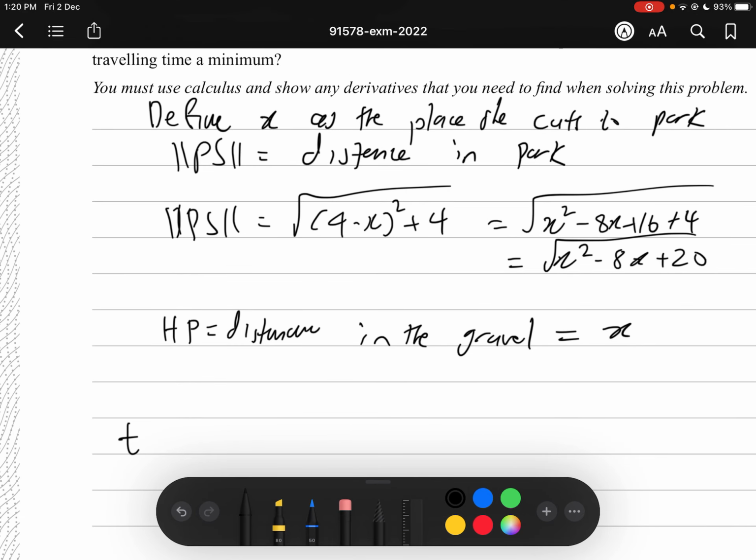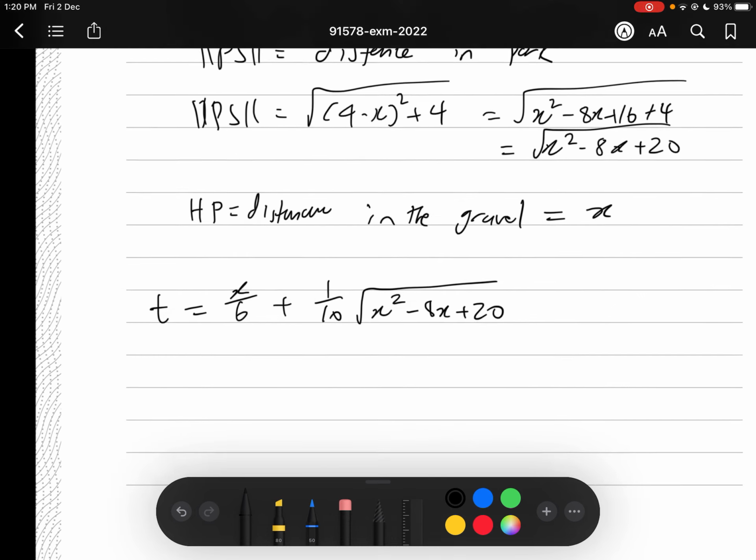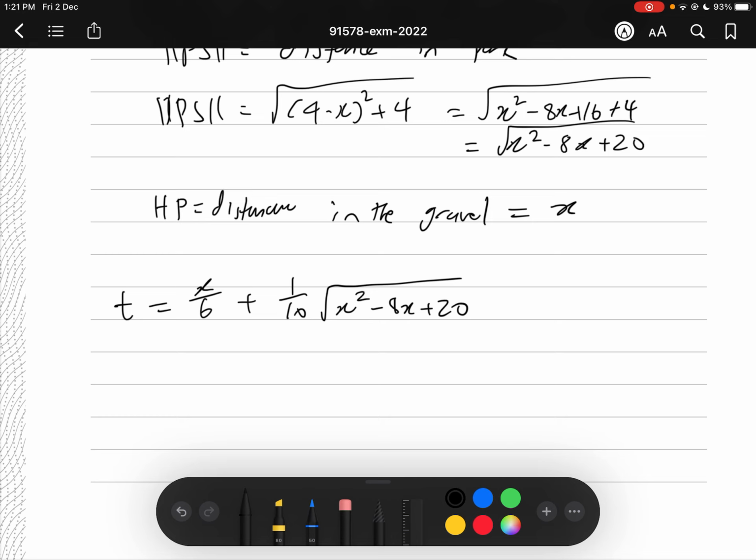So the time is simply the total distance divided by the speed. And we have both the speeds of Megan in the park and the gravel. So time would be x divided by 6, which is the time in the gravel, plus 1 over 10 times the time in the park, which is the square root of x squared minus 8x plus 20. Sorry. So now we can just differentiate and make it equal to 0, and then find the optimum x value of when she should cut across to the park.